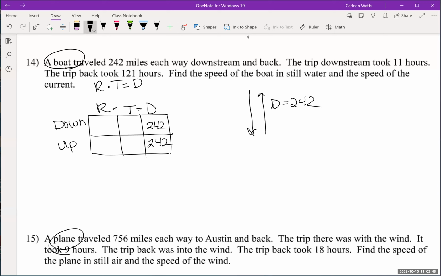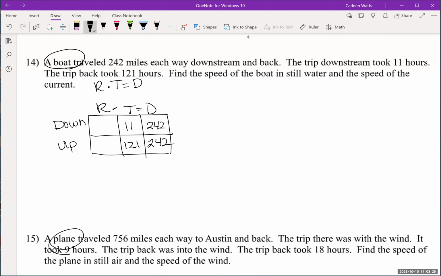Oh, this is the bad one. This one's hilarious. In the video from last year, I laughed so hard because it's so ridiculous. The time it takes to go downstream, it still makes me laugh, is 11 hours. The time it takes to go upstream, it cracks me up, 121 hours. Get out of the boat and drive. Call an Uber. 121 hours. Okay, it's just what it is. That's what my problem generator does.